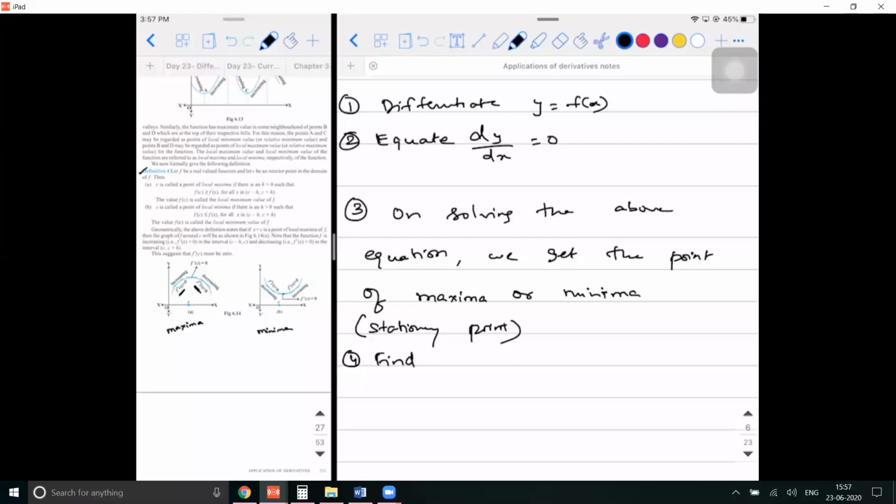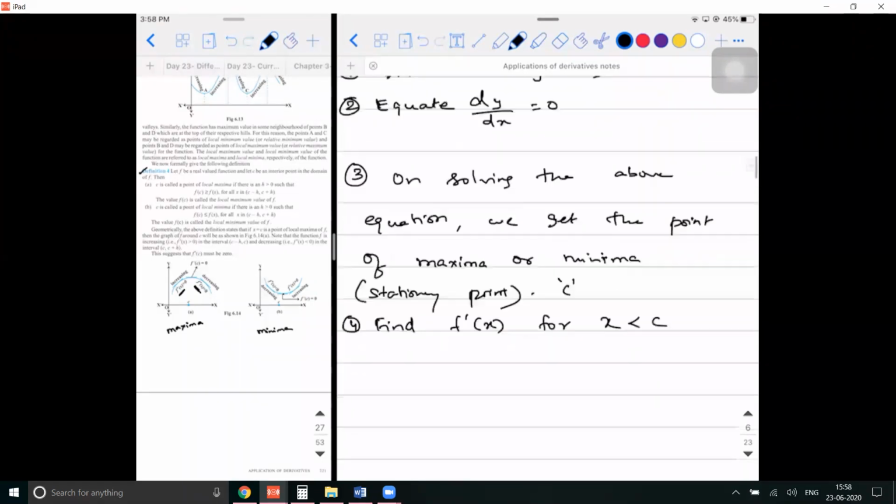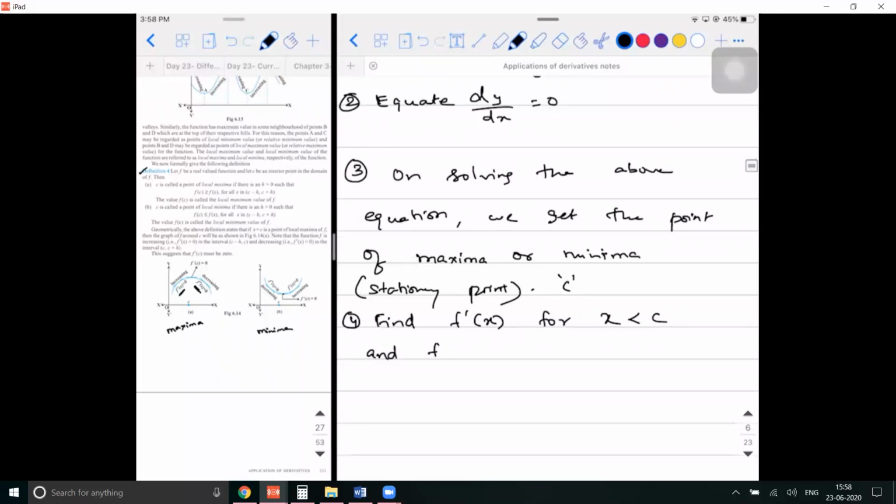On solving the above equation, we get the stationary point, a point of maxima or minima, and let that point be C. Is this x coordinate or y coordinate? X coordinate. So find f dash of x for x less than C and f dash of x for x greater than C.